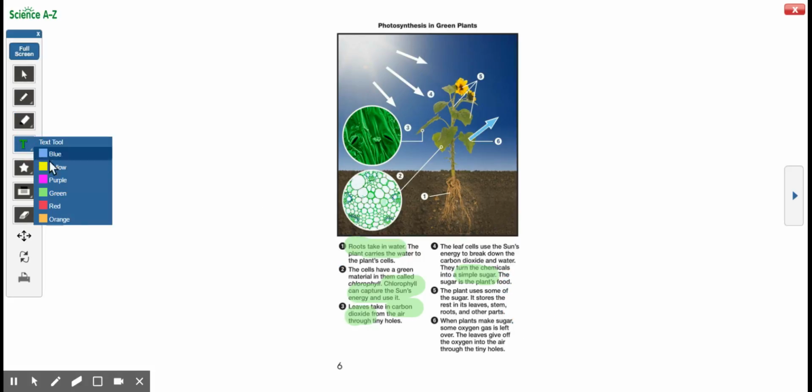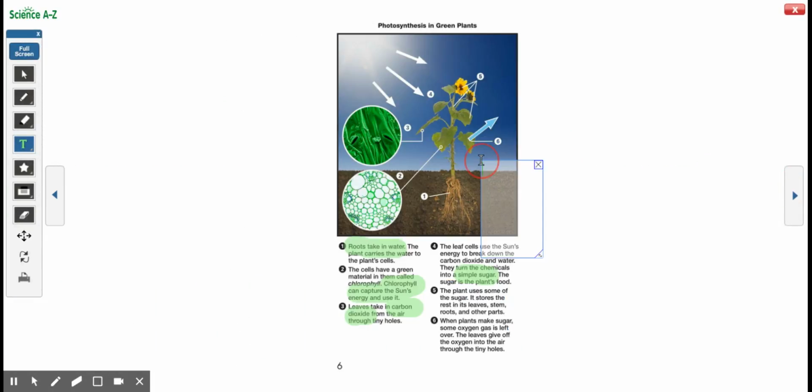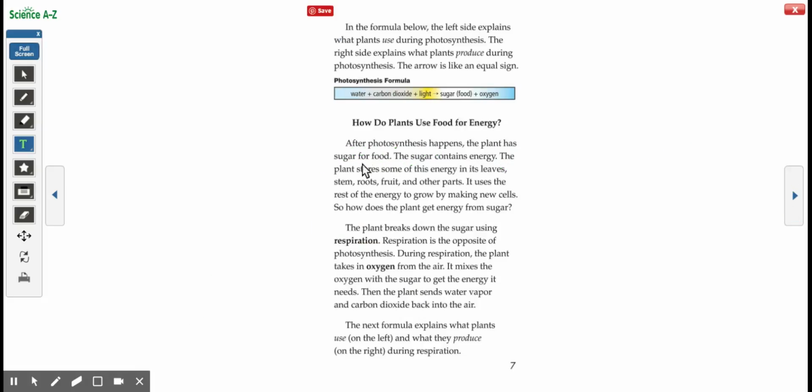Now the plant makes sugar. It uses some and stores some. It does not use all the sugar at once. Next page.